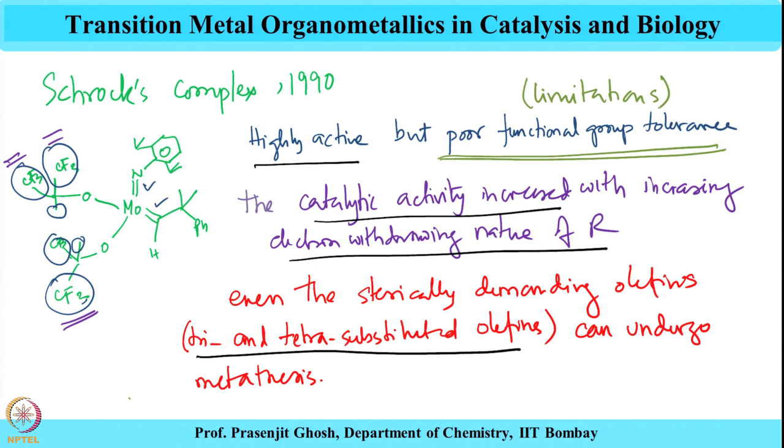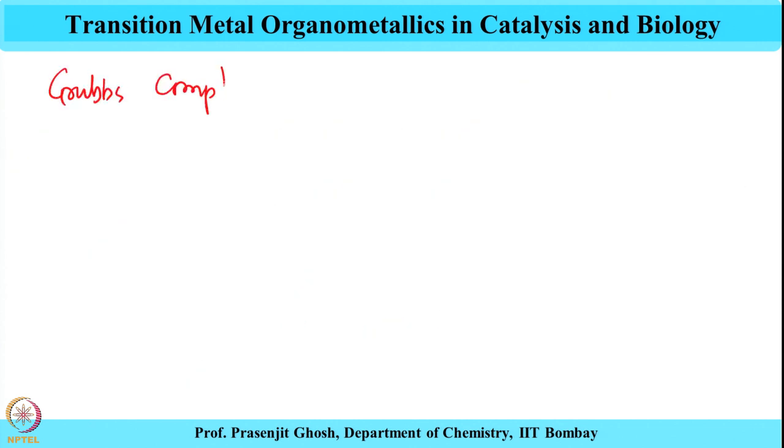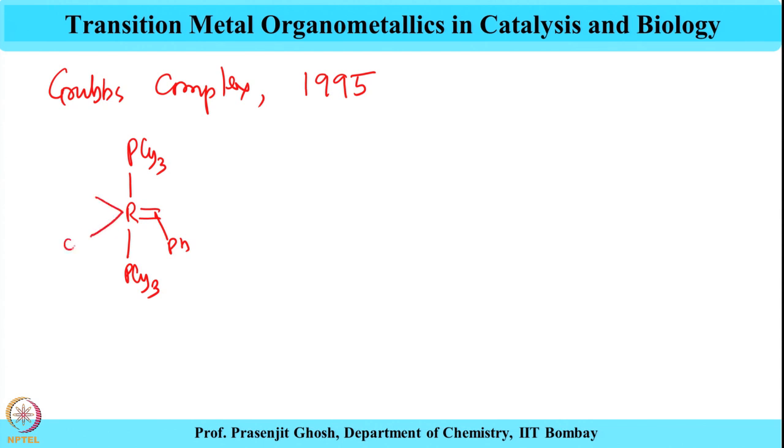Now, we had seen this tungsten oxo carbene complex, which was synthesized from tungsten hexahalide. Then we saw Schrock's molybdenum imido carbene complex, and now we are going to look at the Grubbs phosphine carbene complex. The Grubbs complex was synthesized much later, in 1995, about 5 years after Schrock's, which was synthesized in 1990. The angle between these two halides was 167 degrees.